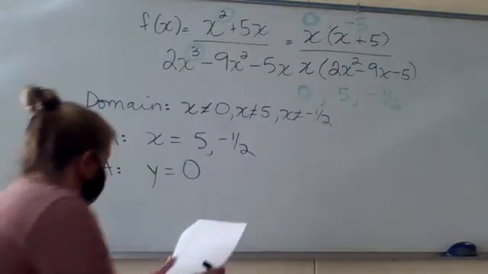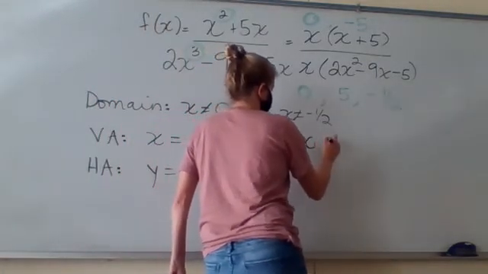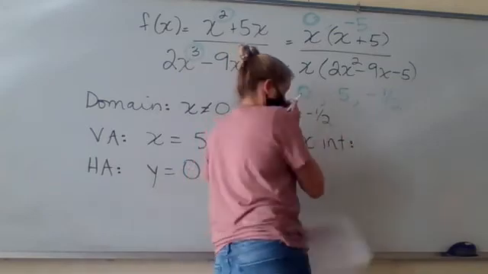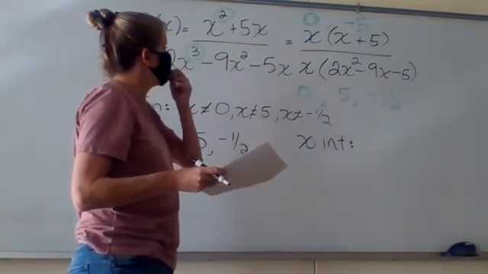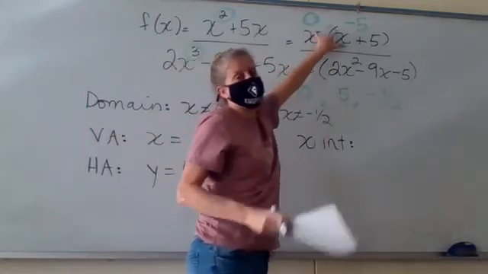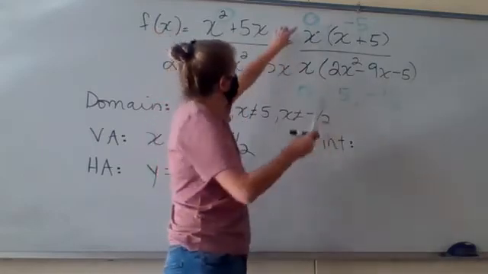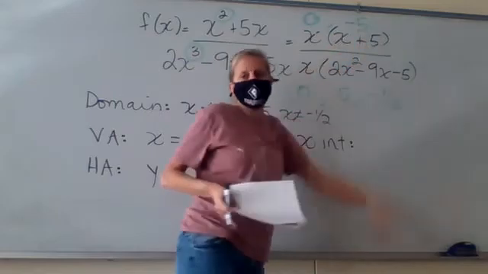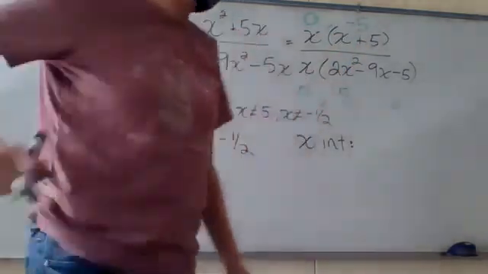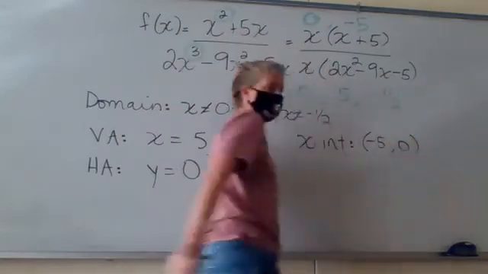Then it wants to know the x-intercepts, or x-intercept. The x-intercepts are at the zeros of the numerator this time that are not also zeros of the denominator. So since 0 is a zero in top and bottom, this -5 is your only x-intercept. So your x-intercept is at -5, 0.